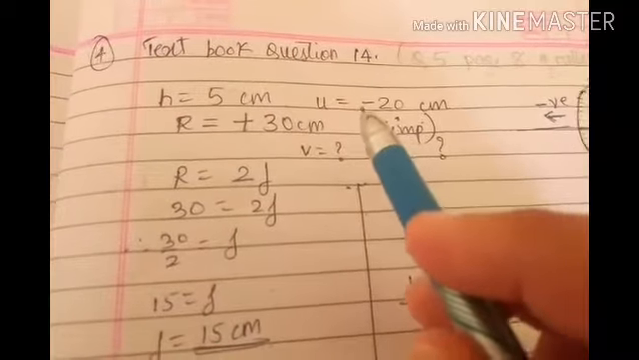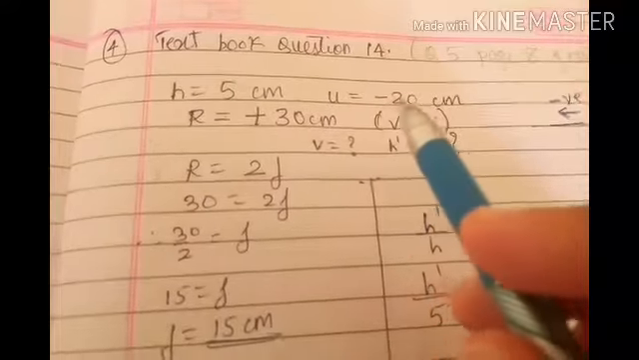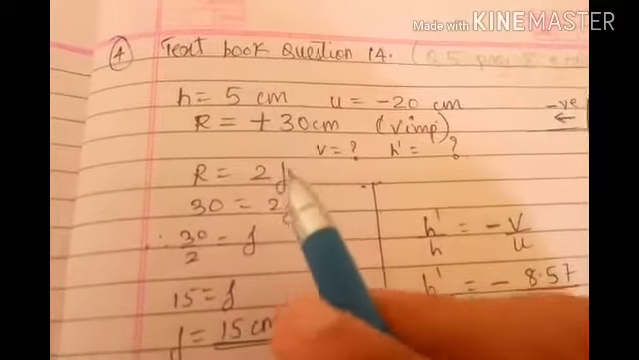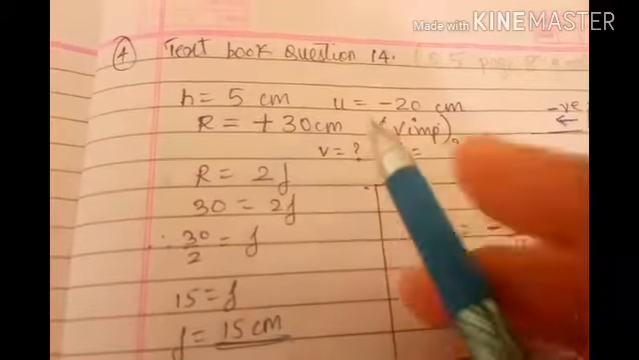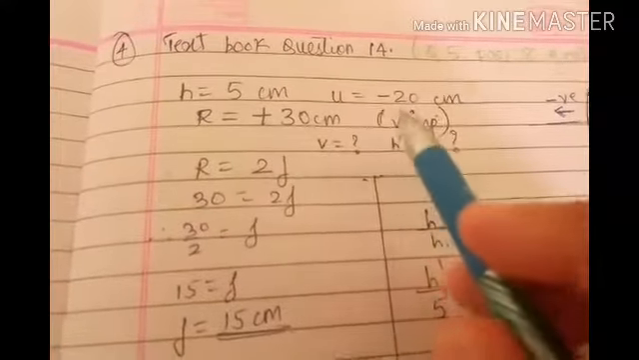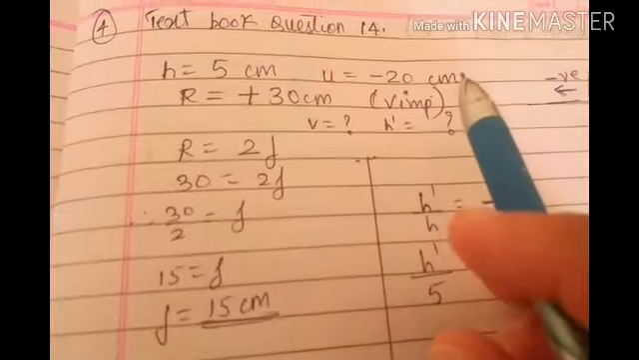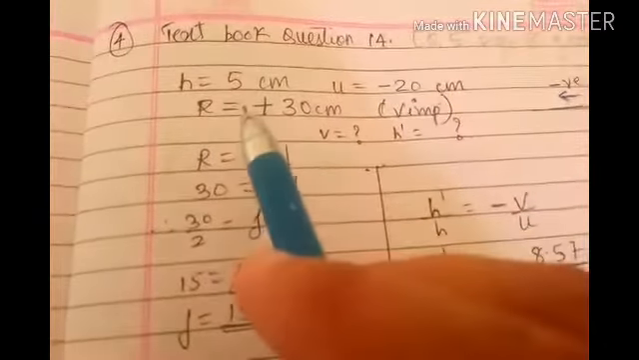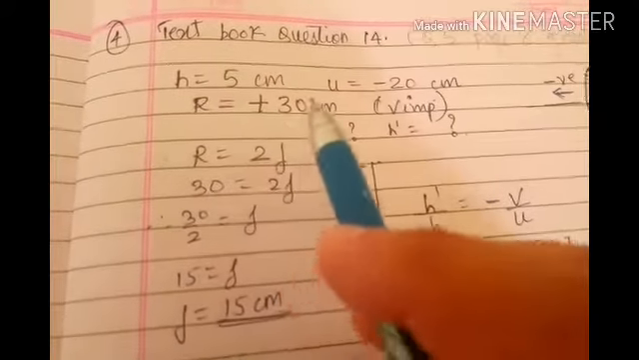So it is minus. Object distance is always negative, remember. For convex mirror, concave mirror, lenses, any lenses, u is always negative. So u is minus 20 centimeter. And the radius of curvature is 30 centimeter. Now this is very important. So r is plus 30.